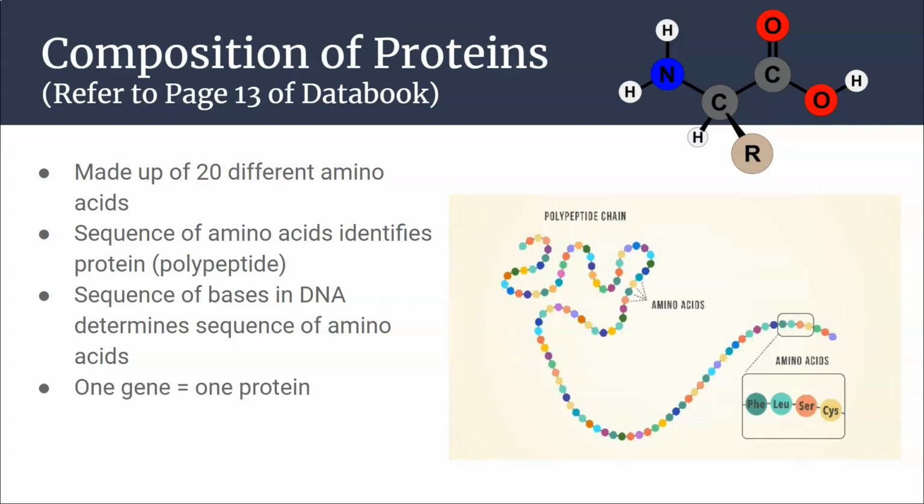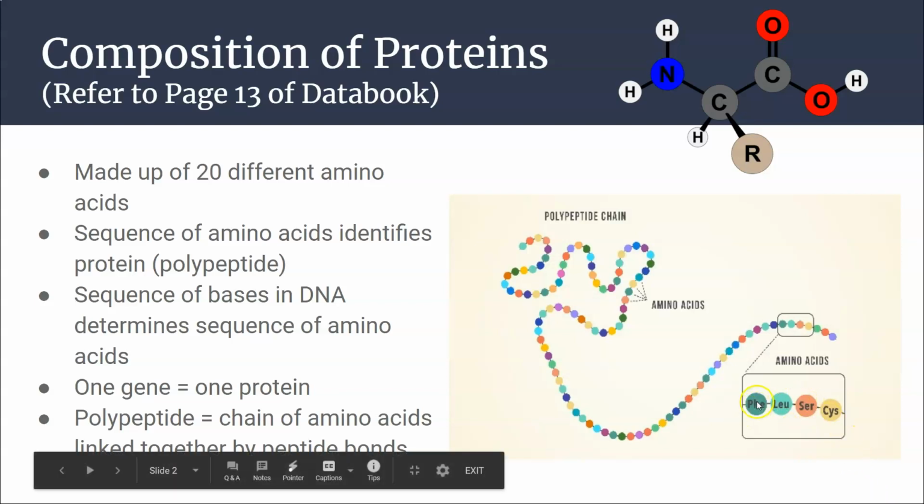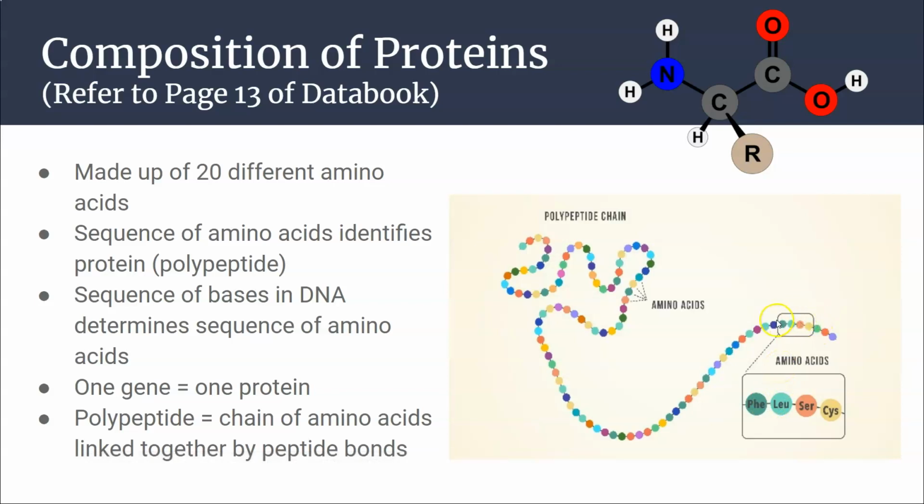Every gene is equal to one protein, and the polypeptide chain, that long chain in the picture there, is made up of a bunch of amino acids linked together by something we call peptide bonds. So if you look here in the picture, you can see phenylalanine, leucine, serine, and cysteine, and you can see these little black lines that attach them. Those represent peptide bonds, okay? And then this long, colorful chain right here is known as a polypeptide chain, and it'll fold up and make a protein.